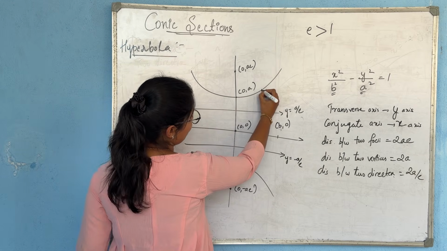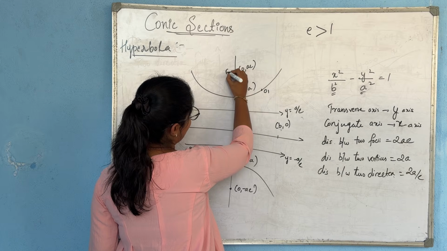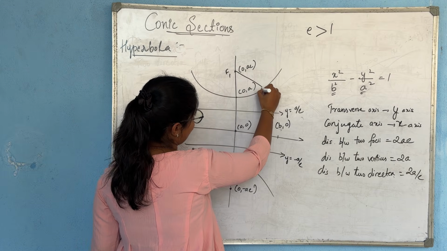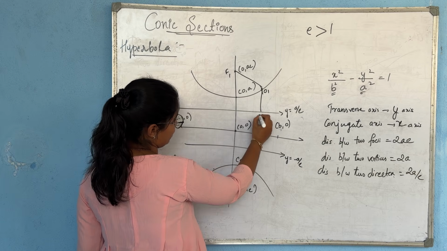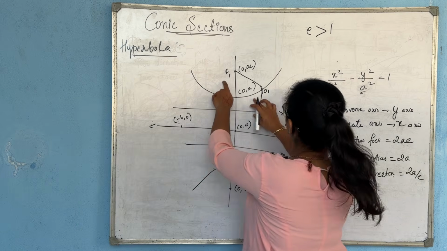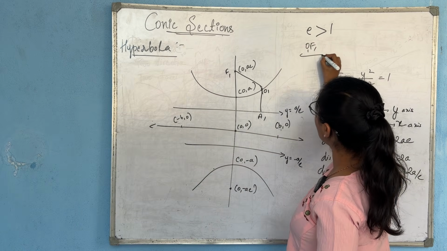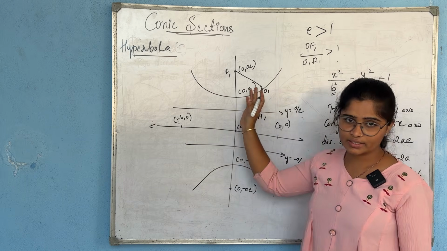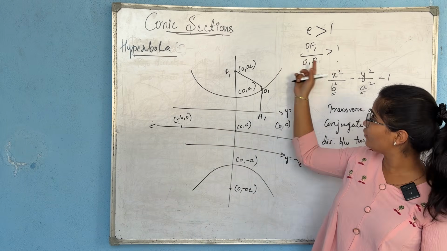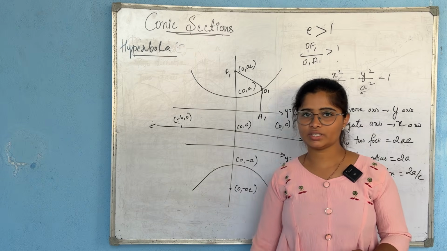That is, if you consider any point, let us say O1, and let this be F1, and when you join these points, and this is the directrix 1, let us say this is A1, then O1F1 divided by O1A1 should be greater than 1. That is the case for the hyperbola. That is the definition of hyperbola by using the conic sections.